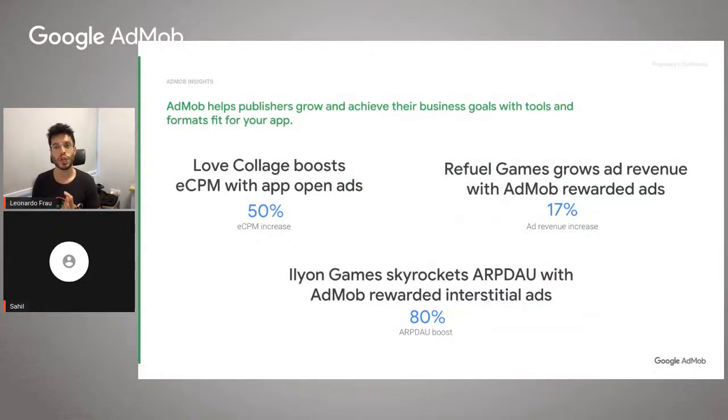Before jumping into the event content, I wanted to share a few examples on how AdMob helps publishers grow and achieve their business goals with tools and formats fit for their apps. Firstly, with the latest format that we have called App Open Ads, Love Collage increased their eCPM by 50%. Also, Refuel Games grew ad revenue by 17% with AdMob rewarded ads. And Lion Games skyrocketed ARPDAU, which stands for average revenue per daily active user, with AdMob rewarded interstitial ads.